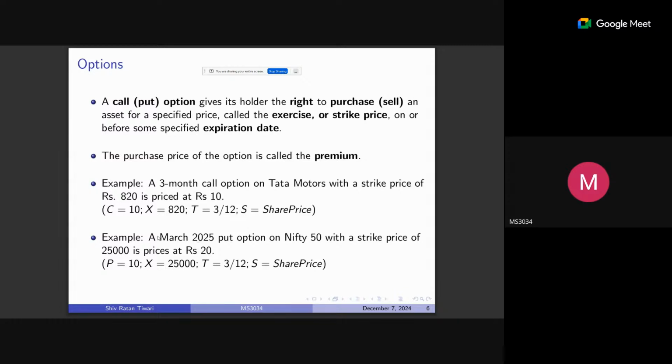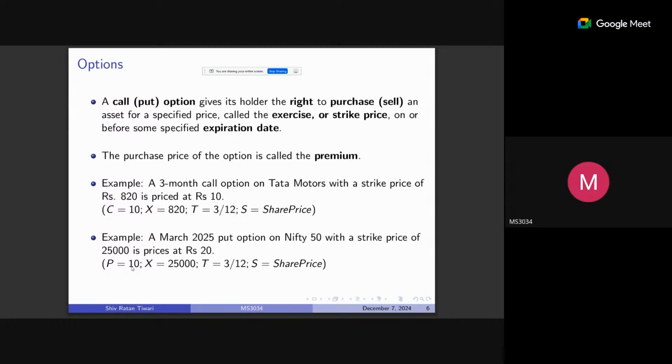An example of a put option is a March 2025 one. Currently it is December, so March is also a 3-month horizon. So it can be specified in terms of months also. It is a March 2025 put option on Nifty 50. Earlier it was specified on a particular stock, now it is specified on a market index, Nifty 50, with a strike price of 25,000, and it is priced at rupees 20. So if you have this put option, you can sell the Nifty 50 index at 25,000 by March 2025. Here the put premium P should be 20, right? Yes, P should be 20.